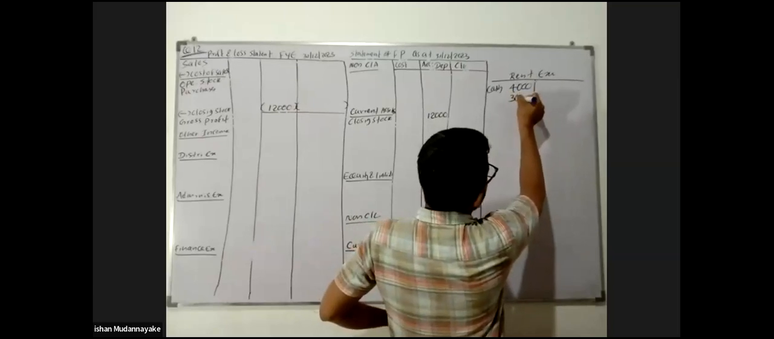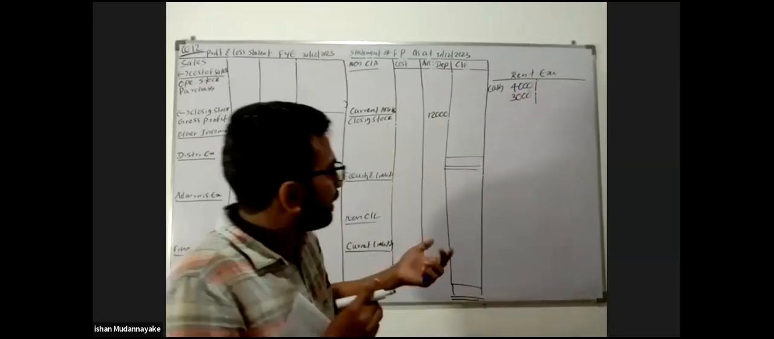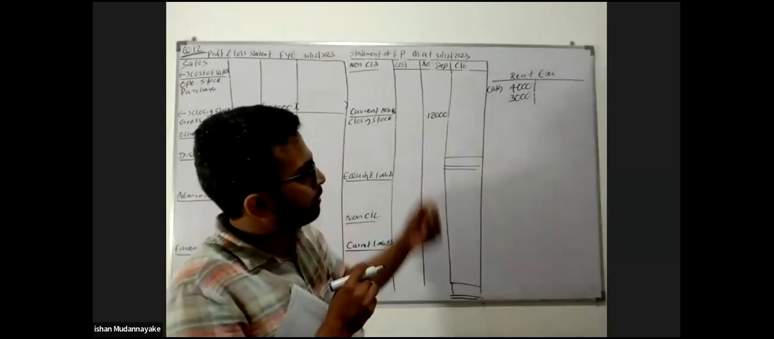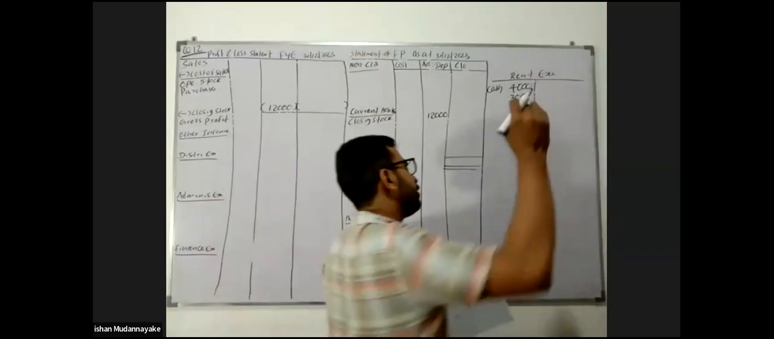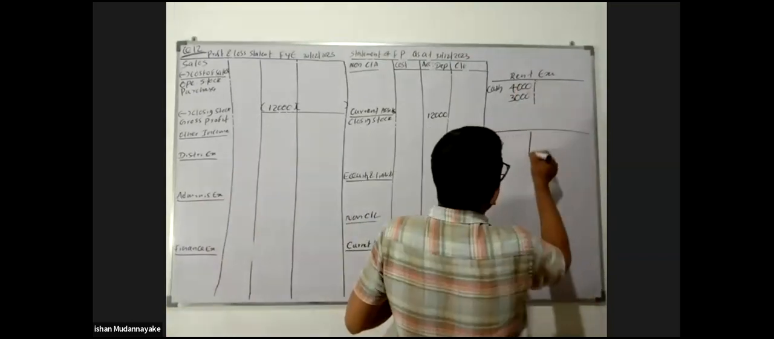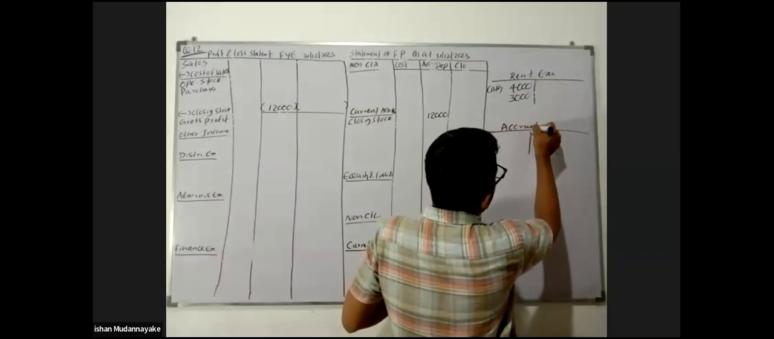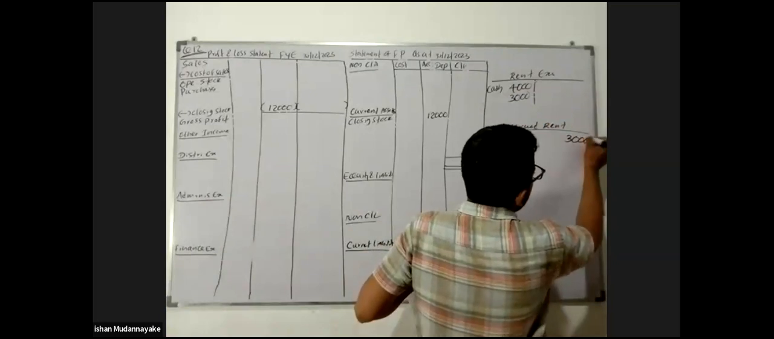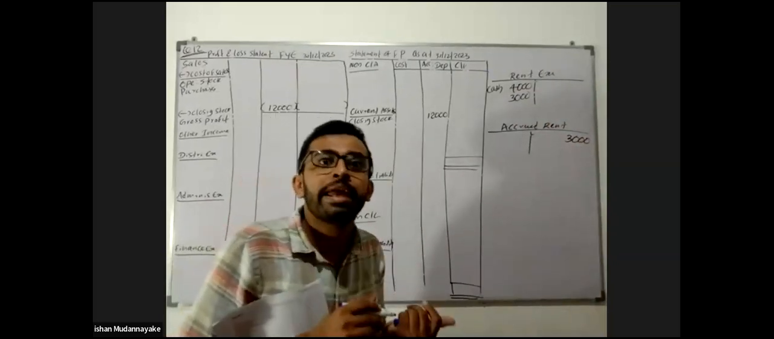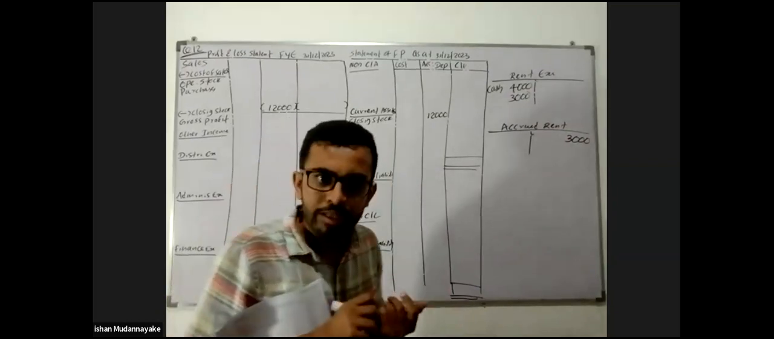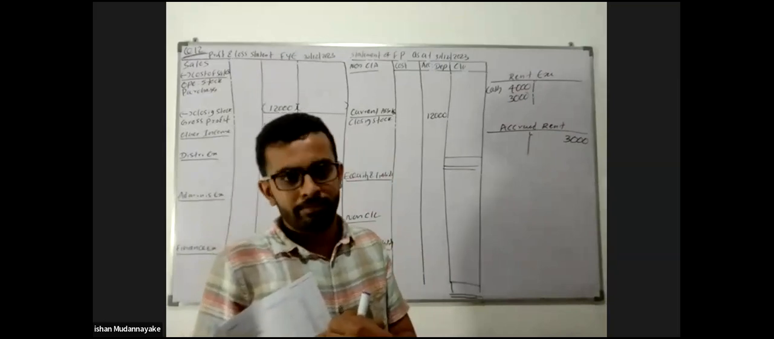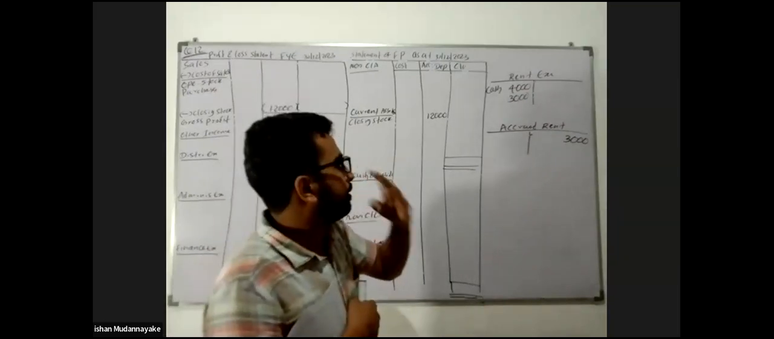Then rent expense account debit. We need to increase rent expense by another 3,000. We increase our rent expense by 3,000, so rent expense account debit, and then what? Then accrued rent account credit 3,000. Accrued rent means what? Rent payable. Then the payable amount is 3,000.